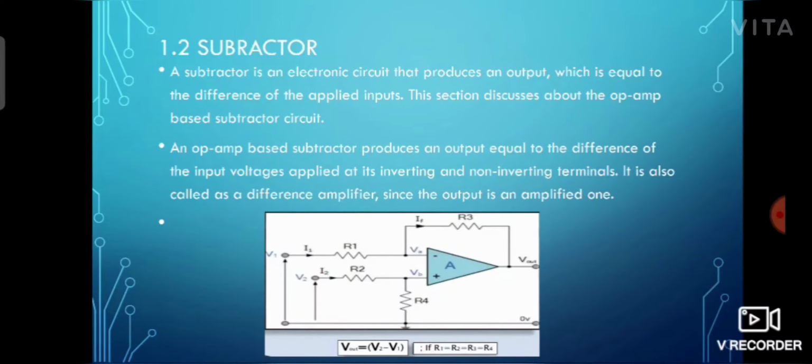Second, subtractor. A subtractor is an electronic circuit that produces an output which is equal to the difference of the applied input. In this section we see about the op-amp based subtractor circuit. An op-amp based subtractor produces an output equal to the difference of the input voltages applied at its inverting and non-inverting terminal. It is also called the difference amplifier since the output is an amplified one.